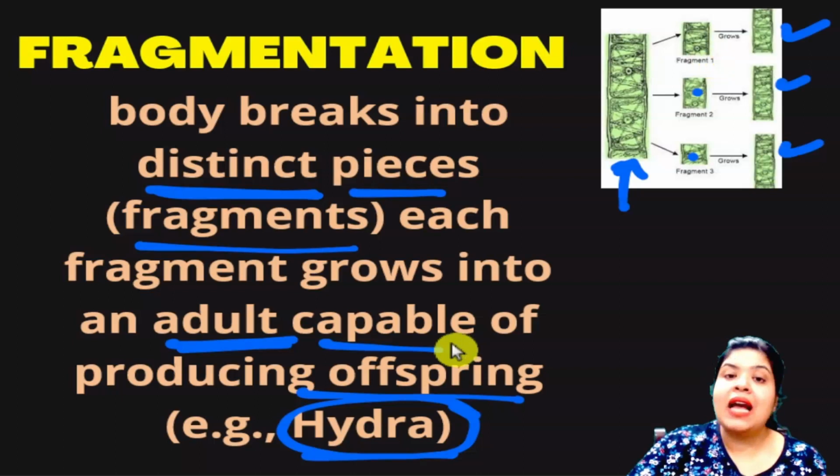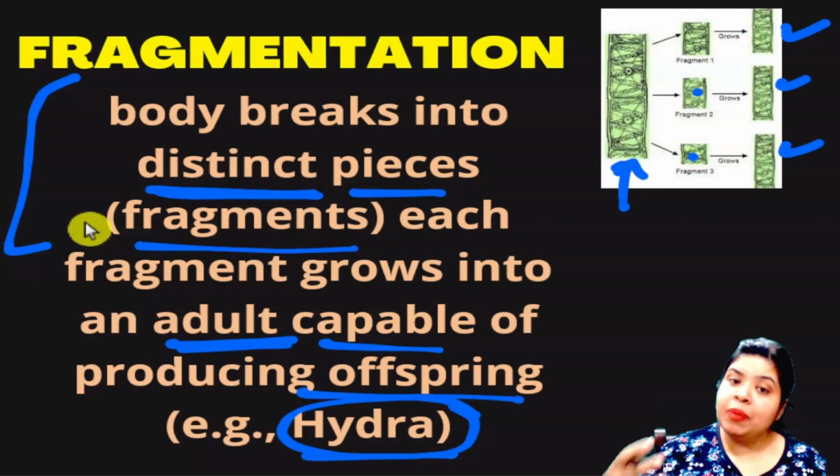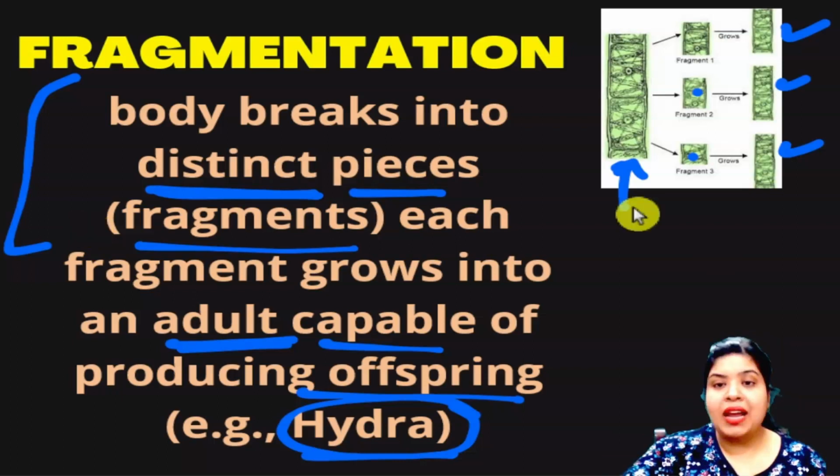Okay, similarly it happens in Hydra as well. So the body is breaking down into smaller fragments. Fine, and these fragments are then growing further and they are capable of producing the offsprings, and this method is what you call fragmentation.